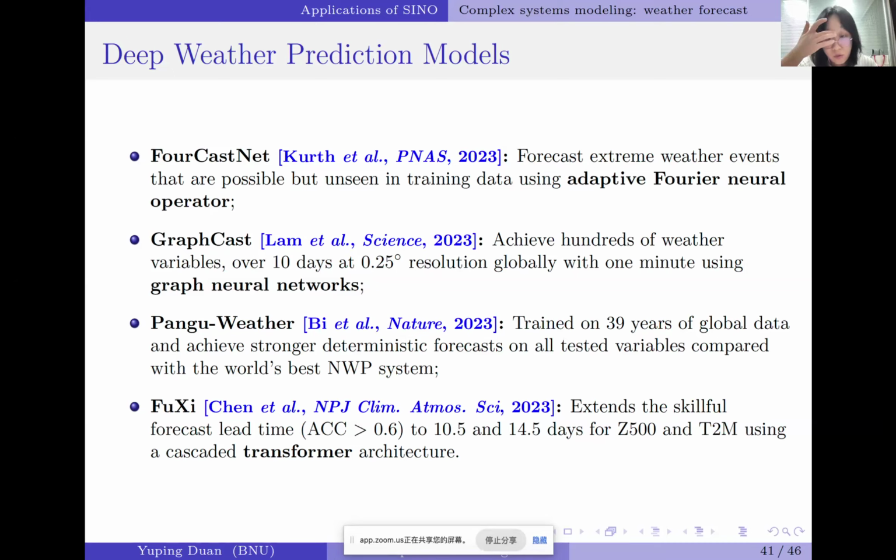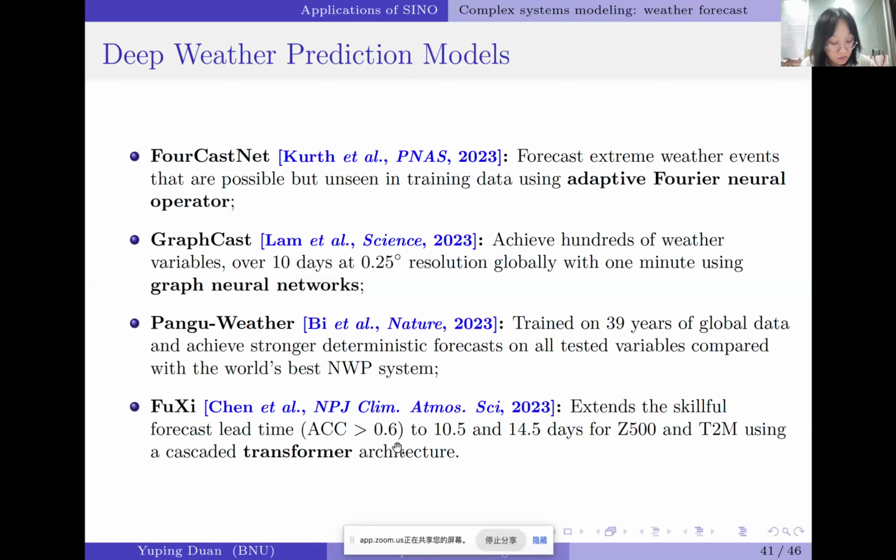Recent deep learning weather models include FourCastNet, GraphCast, Pangu-Weather, and FuXi, which have been established for weather prediction. These models use different architectures, including the Fourier neural operator, graph neural networks, and transformer-based architectures. These studies show the strong potential of data-driven weather prediction.